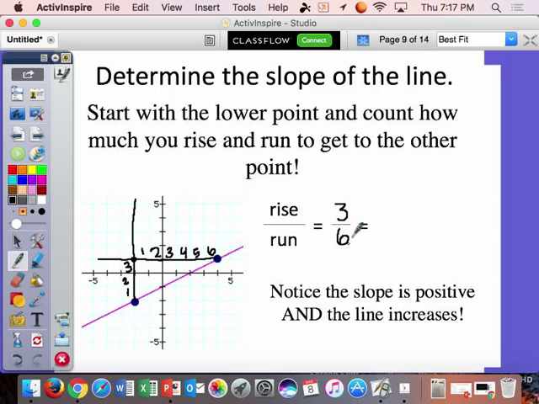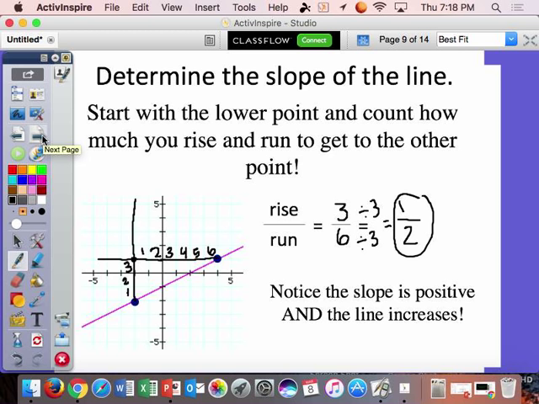What does this fraction reduce to? What can go into both 3 and 6? 3, nice. So I'm going to divide by 3 on top and divide by 3 on bottom. That gives me 1 on top and 2 on bottom. So 1/2 is going to be my slope.